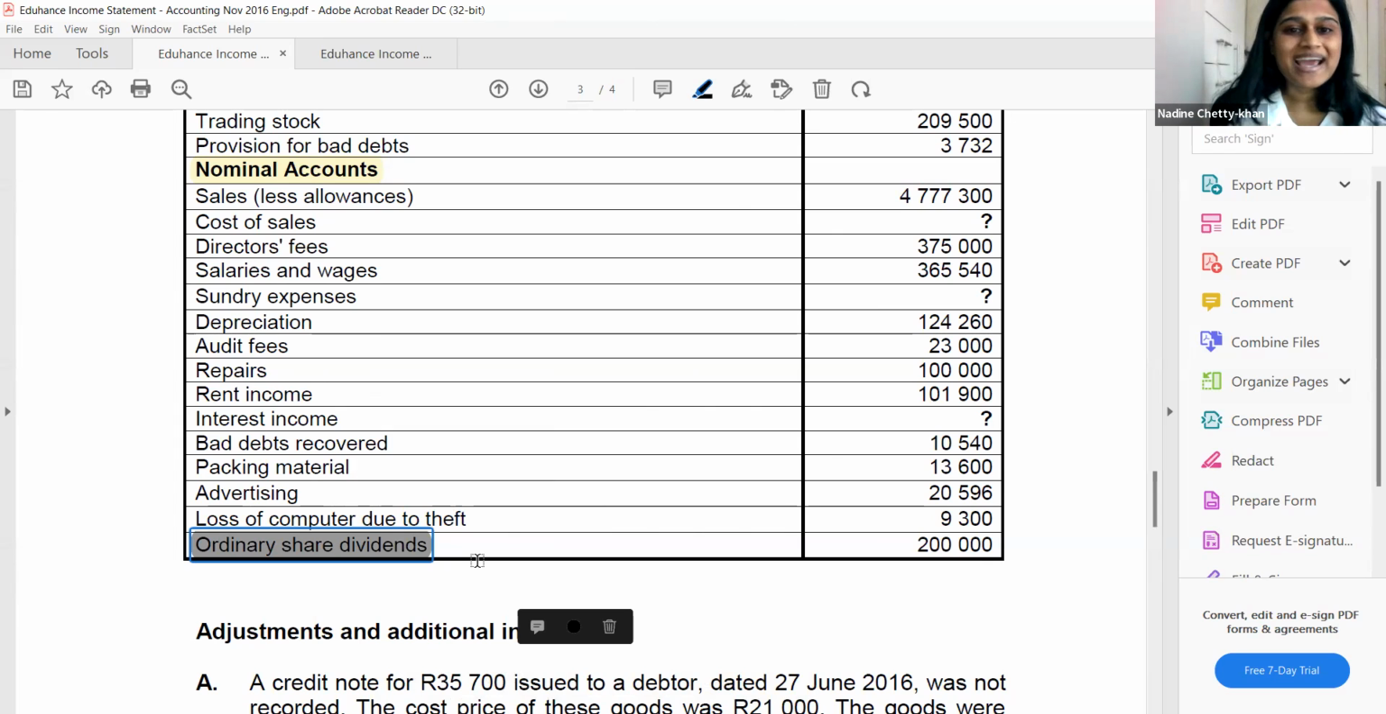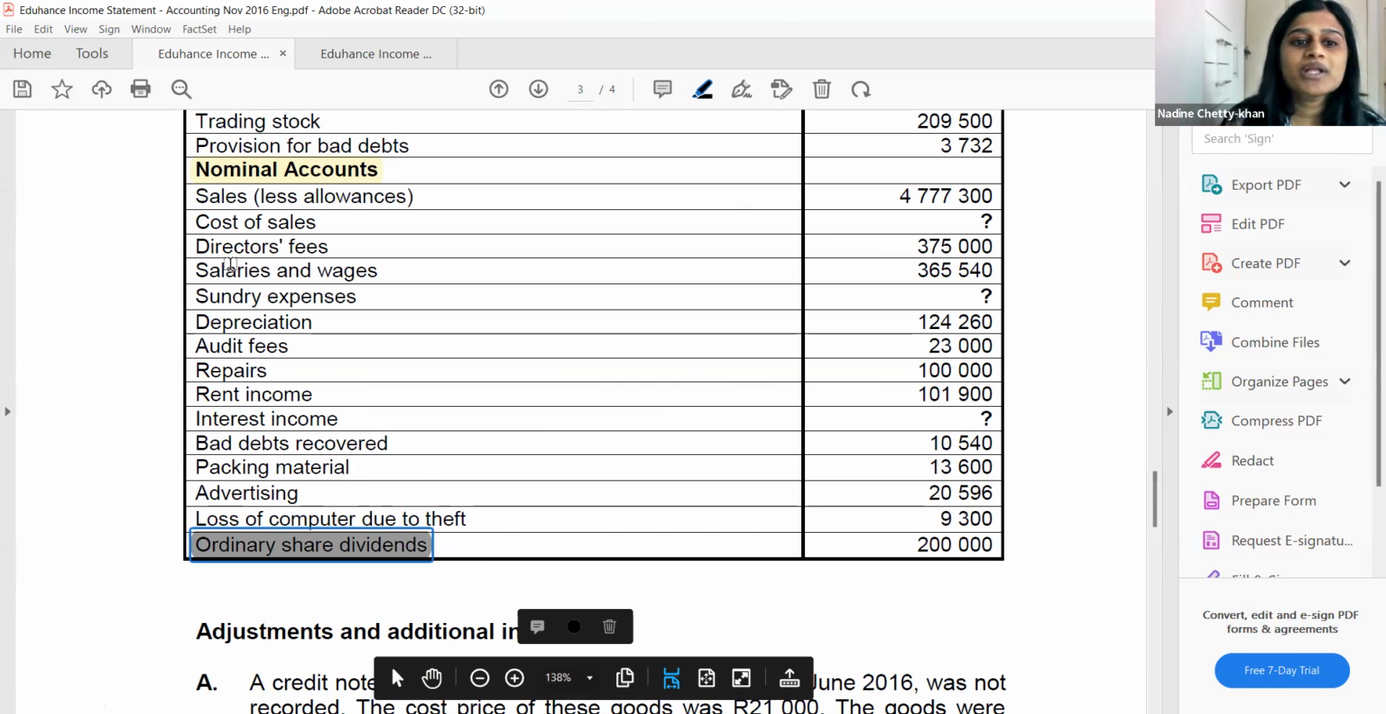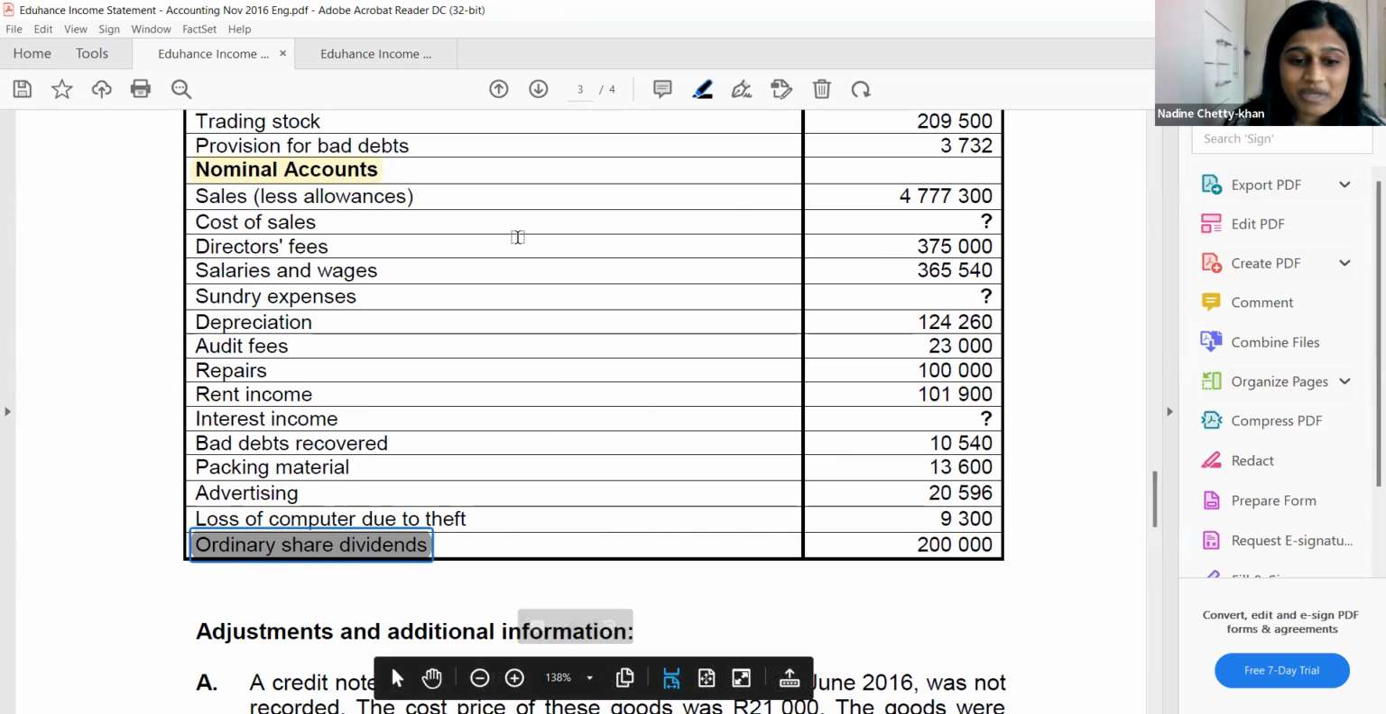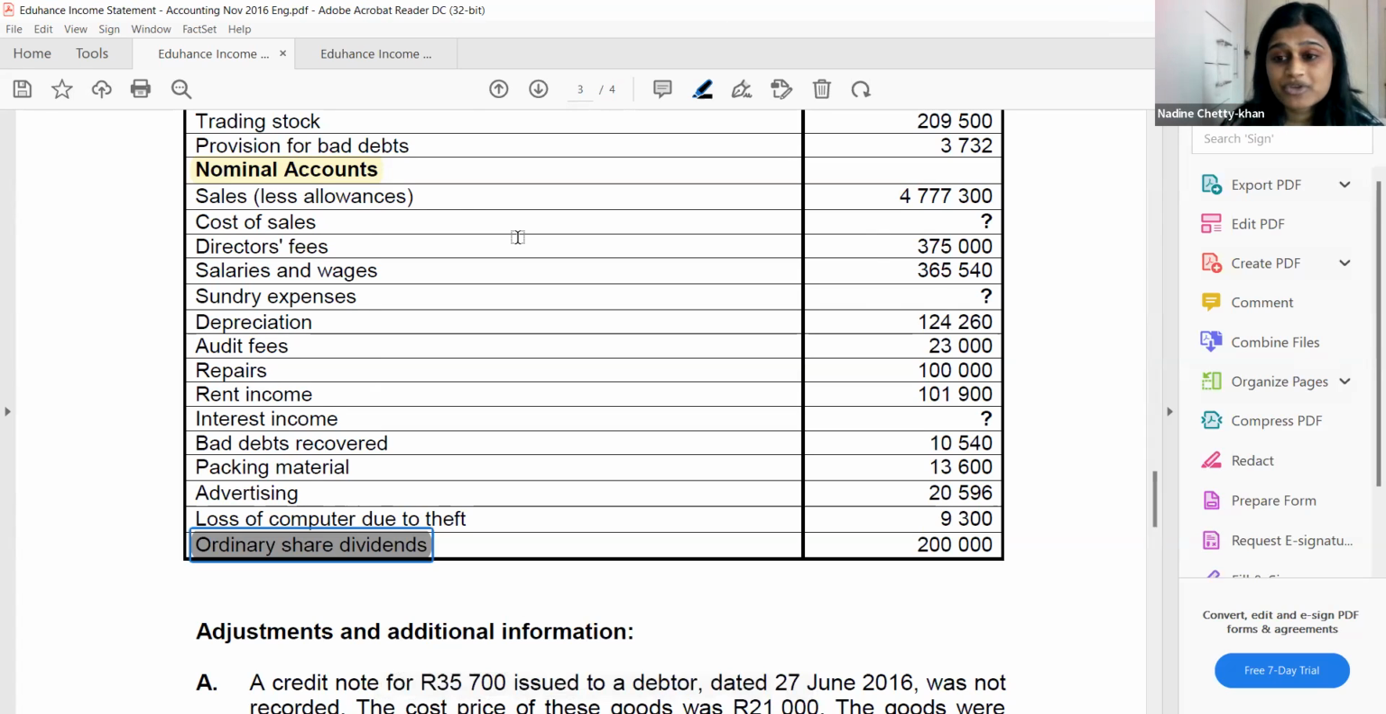So let me repeat that. Any transaction with shareholders is not in your income statement. So therefore, even though it's in the nominal account section, we're going to scratch it out because it doesn't go in our income statement. Trust me, as a student, if I forgot to do that, it's so easy in my 3-step process to just copy that number in and you would lose. They would actually subtract a mark if you put that in.